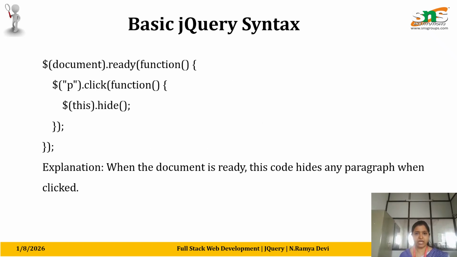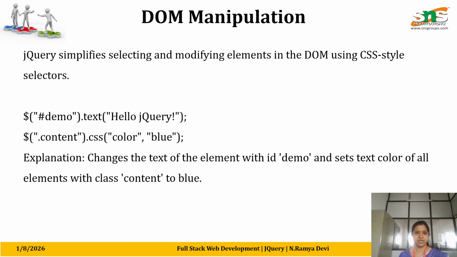So this is the main jQuery syntax. Here, whenever the document is ready, this code hides any paragraph when clicked. When a paragraph is clicked, the paragraph gets hidden. Here we have document, which is an HTML document, and it has a ready function. Whenever the function is triggered and a paragraph is clicked, the paragraph is hidden.